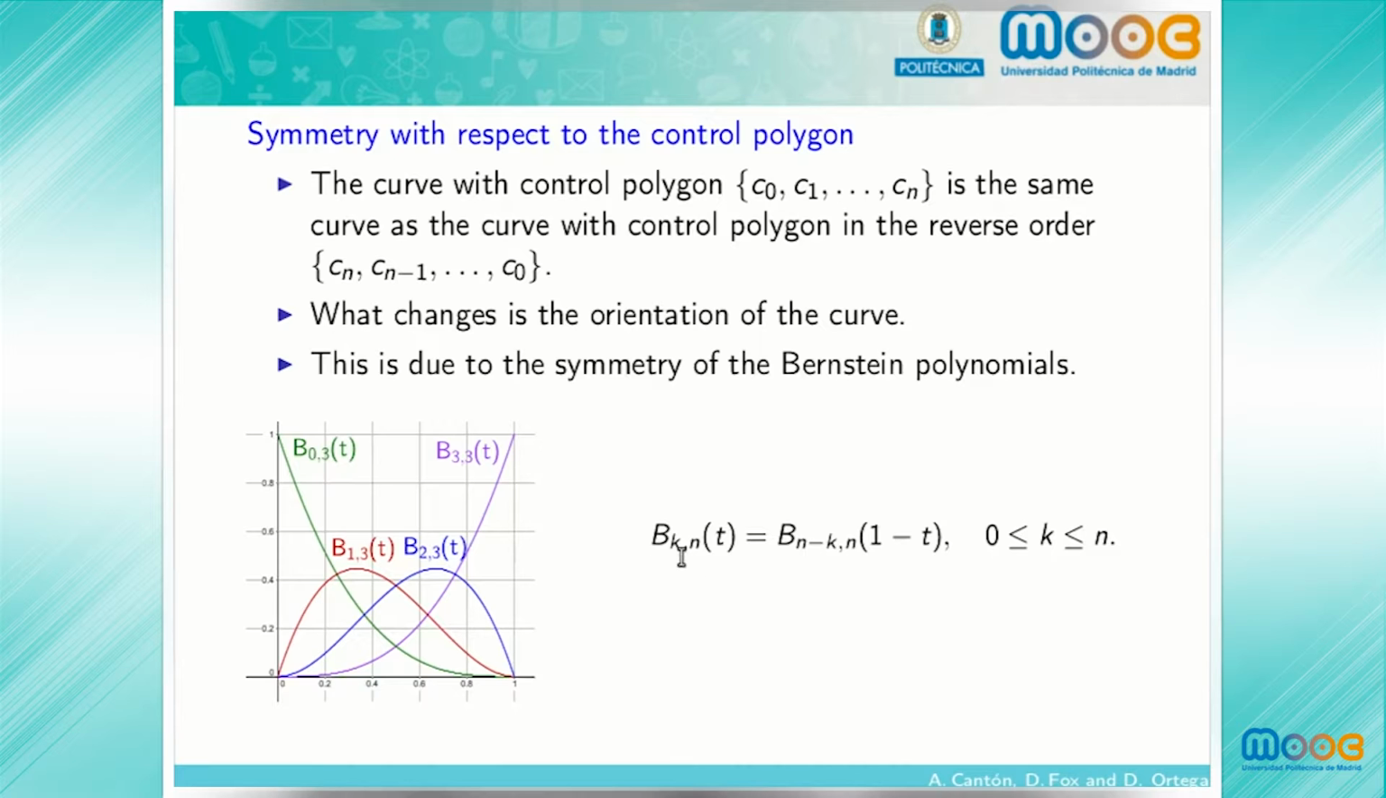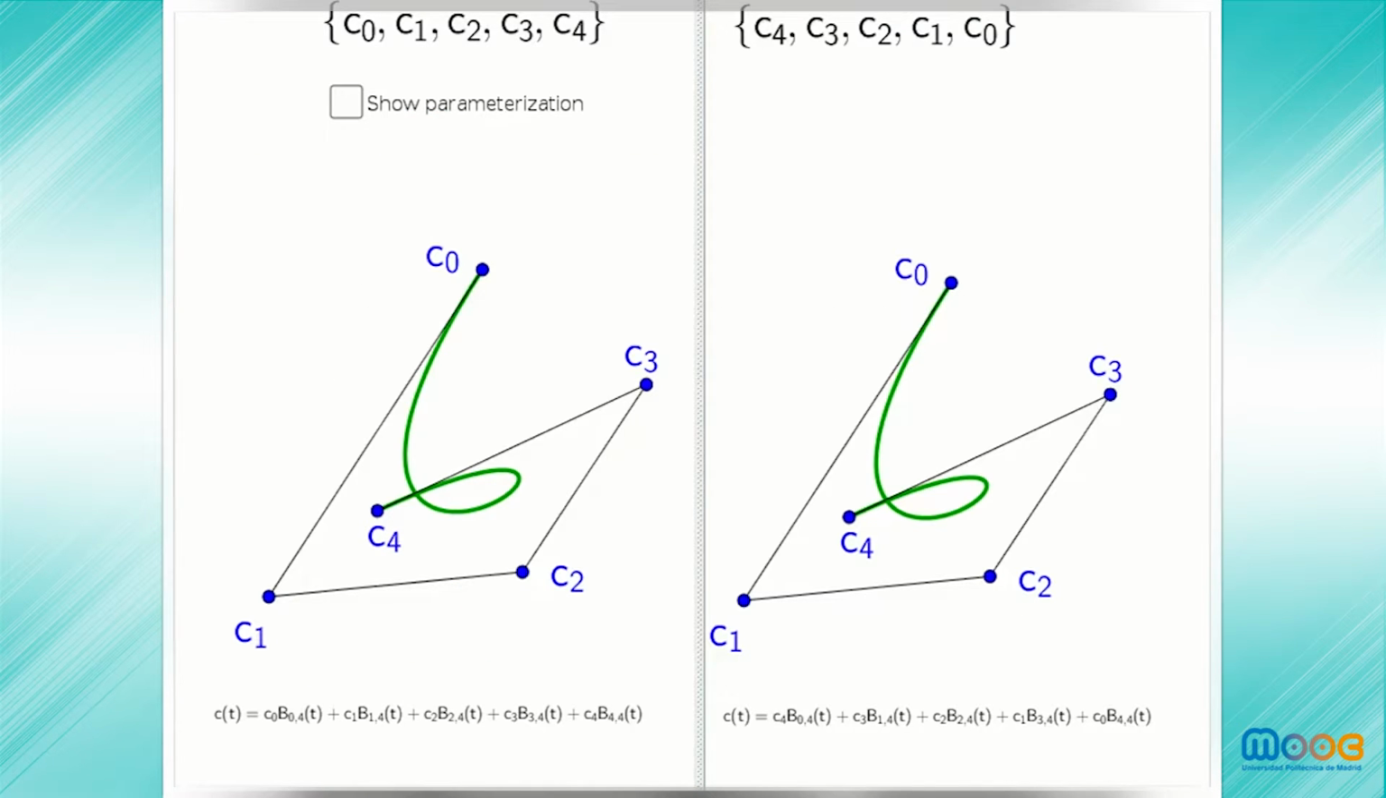The k+1 Bernstein polynomial of degree n evaluated at t is equal to the n minus k+1 Bernstein polynomial of degree n evaluated at 1 minus t. On the screen we see on the left a Bezier curve with control polygon C0, C1, C2, C3 and C4, and on the right we see a Bezier curve with control polygon the reverse of the control polygon we saw before, C4, C3, C2, C1, C0. So in this case this is the first control vertex and this is the last control vertex.